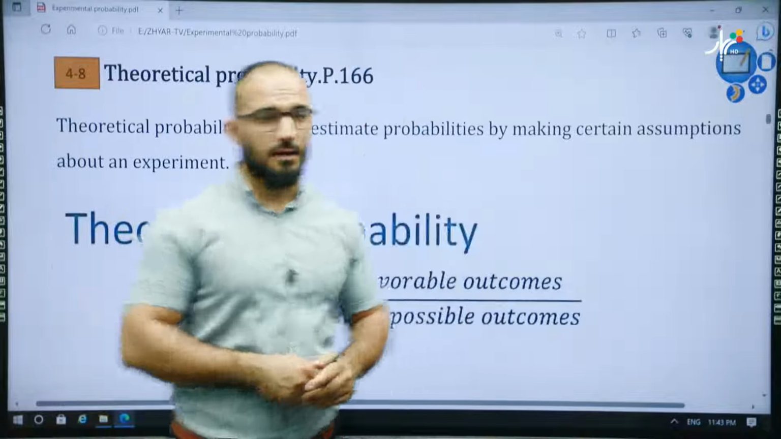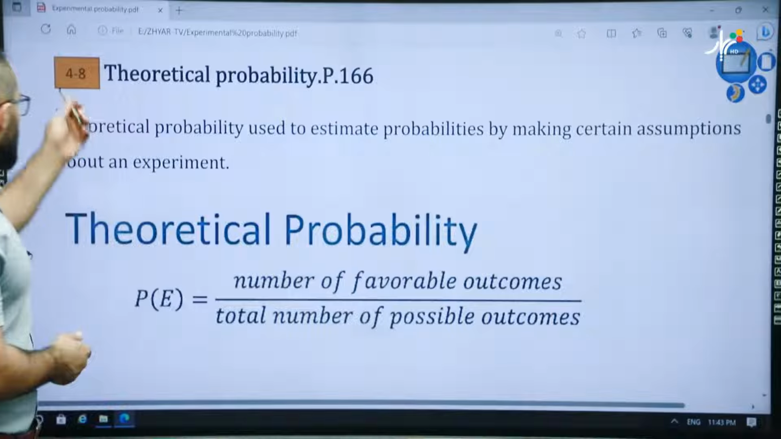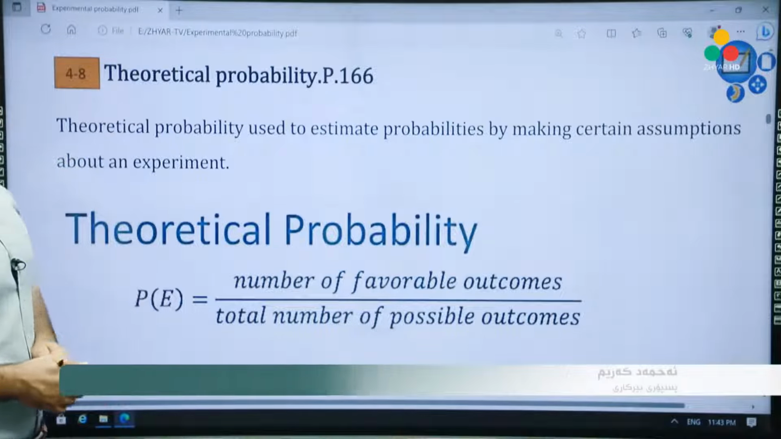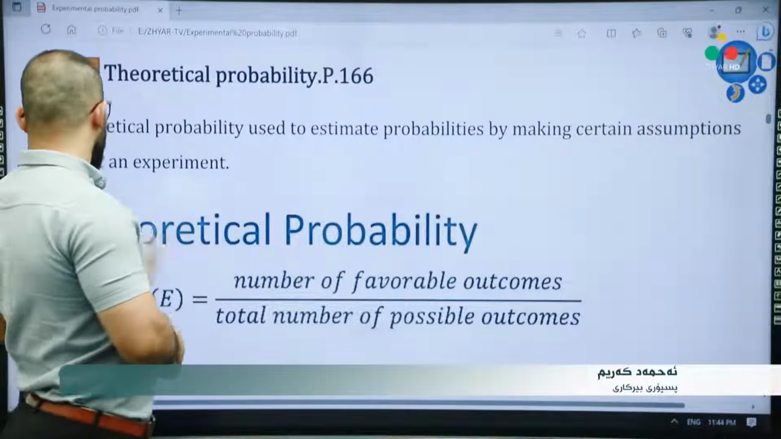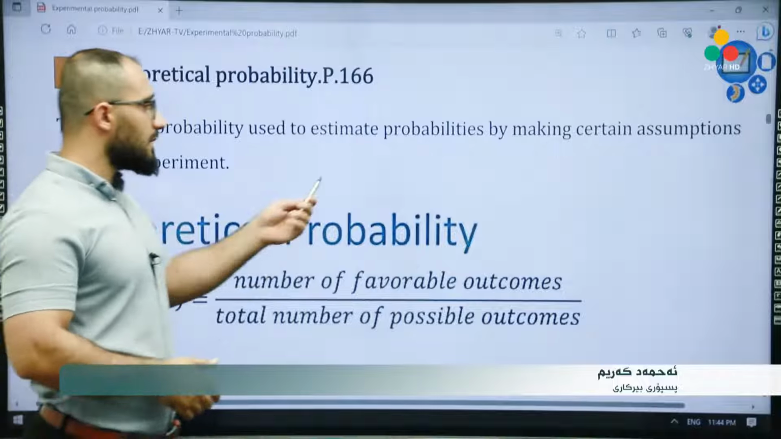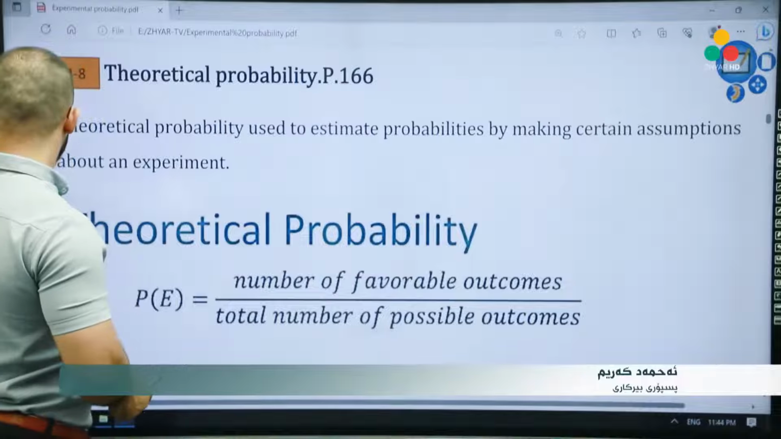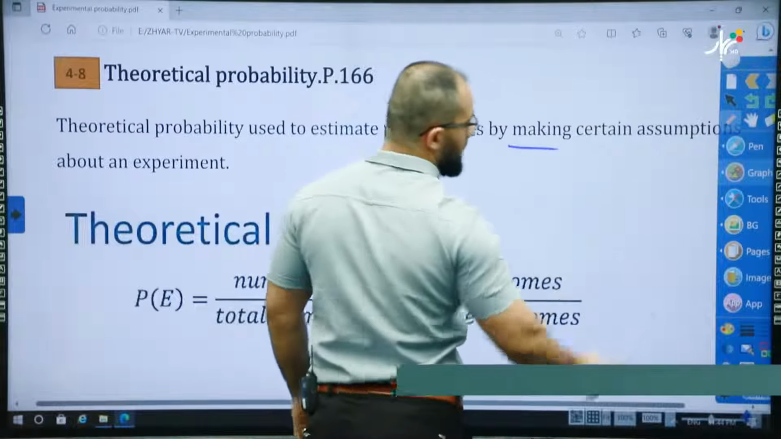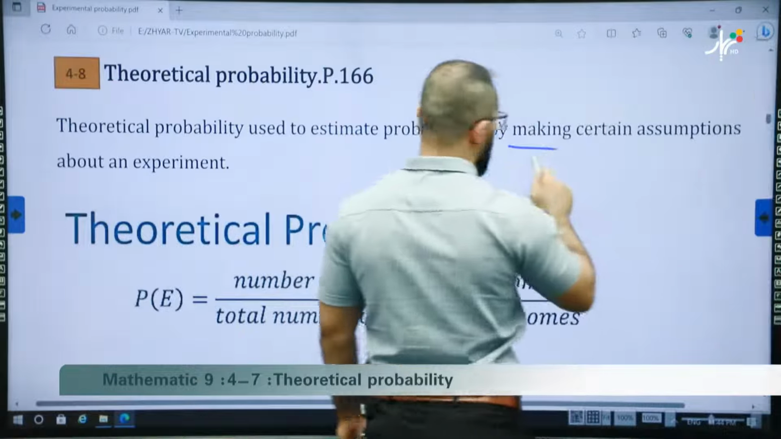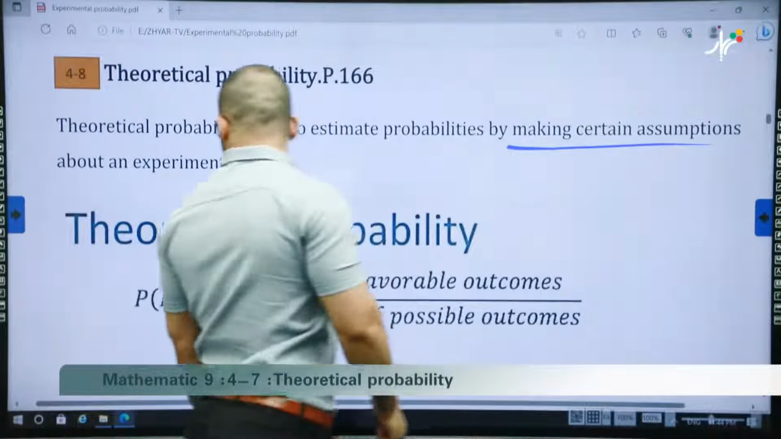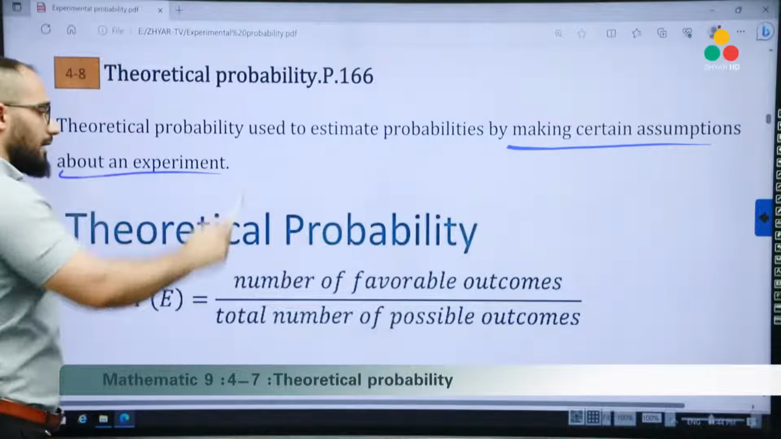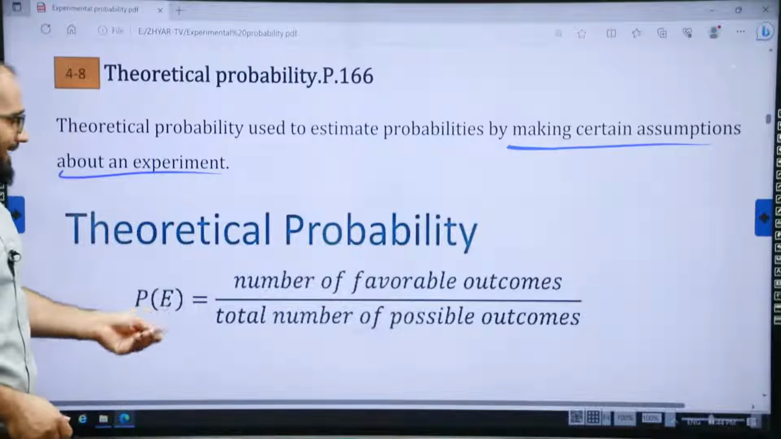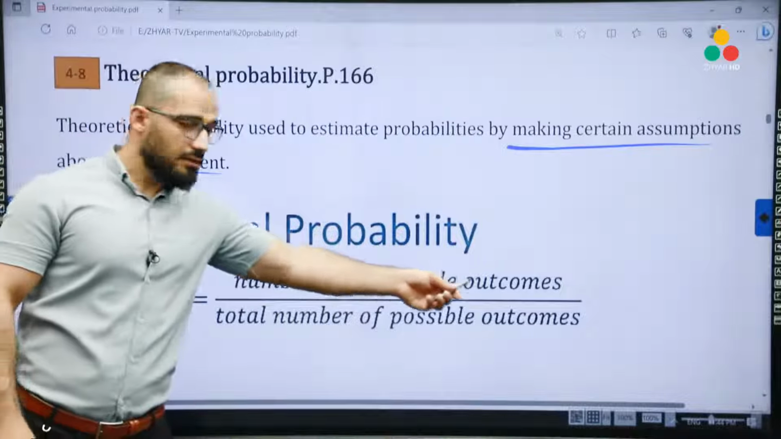So today we have a new subject, and it is section 8 in chapter 4, theoretical probability, page 166. Theoretical probability is used to estimate probability by making certain assumptions about an experiment. Then the rule of finding theoretical probability is number of favorable outcomes.